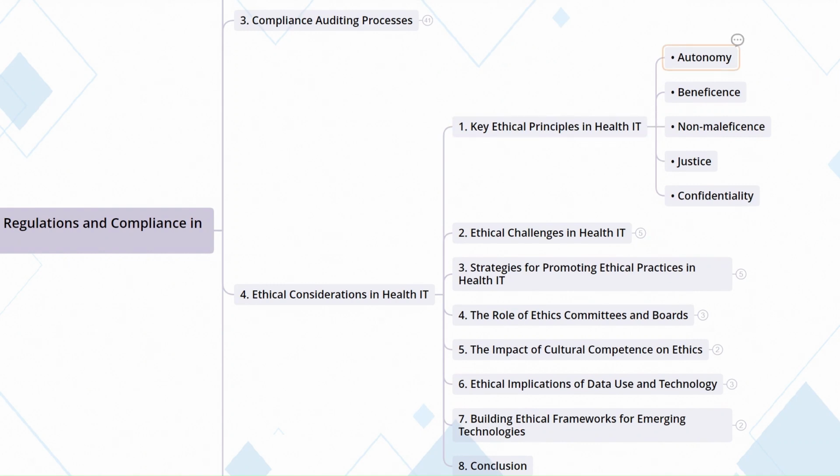Firstly, autonomy. Respecting patients' autonomy involves recognizing patients' rights to make informed decisions about their health care. Health IT systems should empower patients by providing access to their health information and allowing them to participate in discussions regarding their treatment.